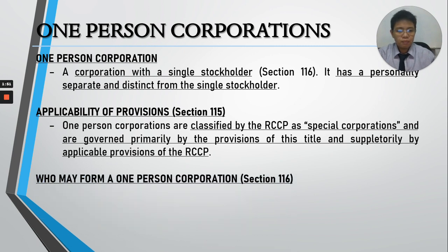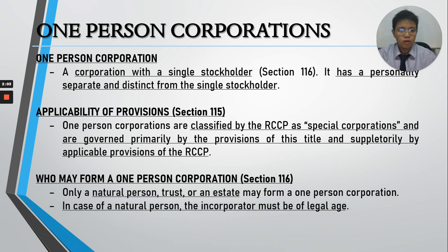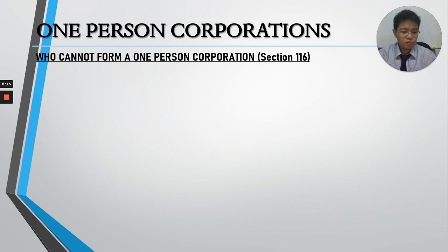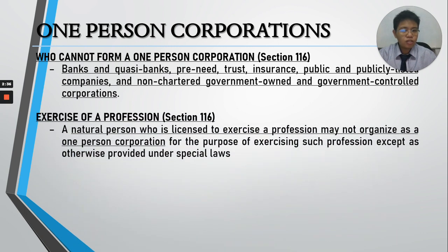So anyway, please take note also of persons who may form a one-person corporation: only a natural person, trust, or an estate may form a one-person corporation. And also, in case of natural persons, the incorporator, the sole stockholder, must be of legal age. Persons who cannot form a one-person corporation, syempre, banks, quasi-banks, pre-need, trust, insurance, public and publicly owned companies, non-chartered government-owned and government-controlled corporations cannot form a one-person corporation. In case of exercise of a profession, remember, a natural person who is licensed to exercise a profession may not organize a one-person corporation, subject to exceptions provided by special laws.